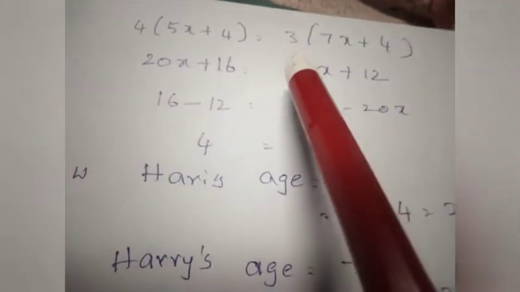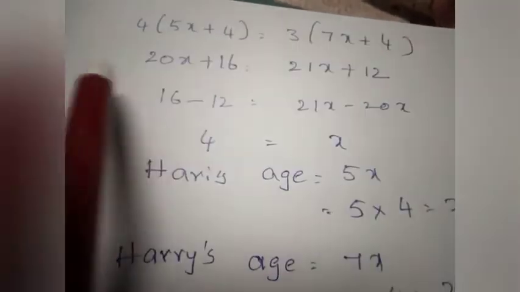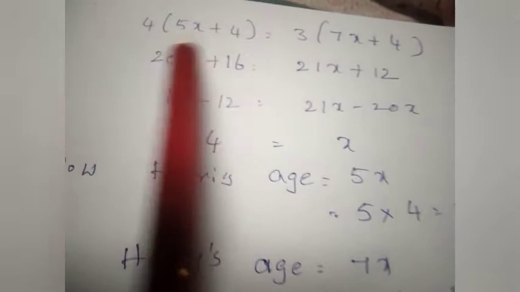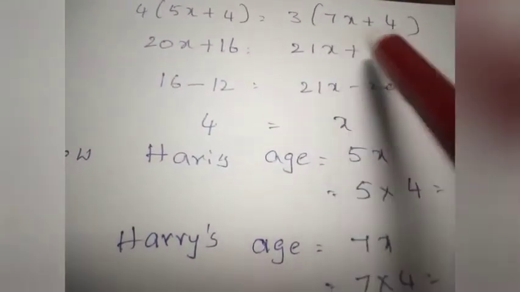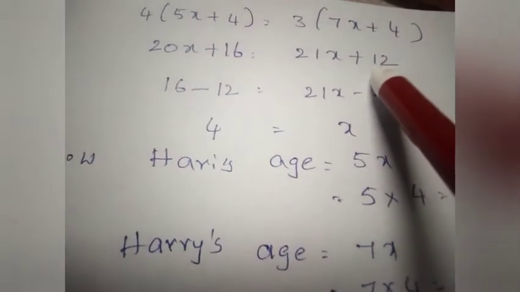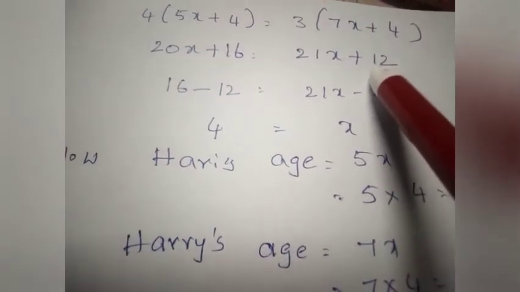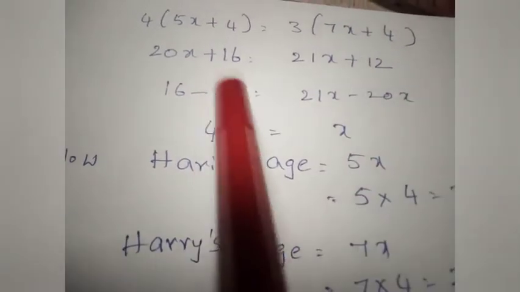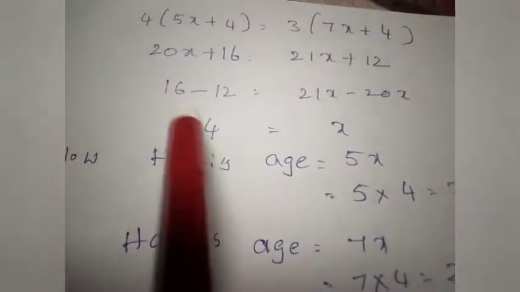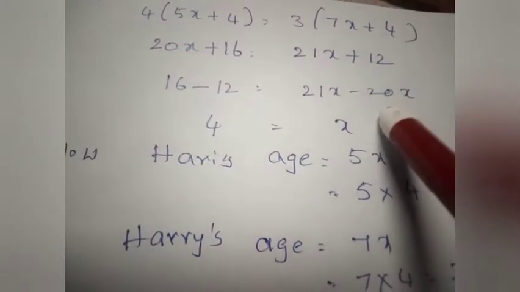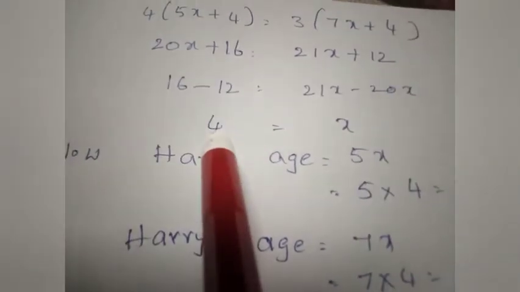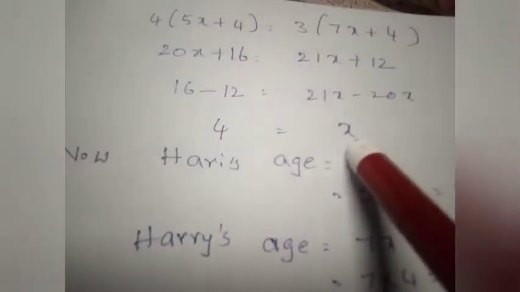Now 4 into 5x plus 4 is equal to 3 into 7x plus 4. 4 5s are 20x, 4 4s are 16, is equal to 3 7s are 21x plus 3 4s are 12. Again, bring all the constants to one side and the variables to one side. Here the constant is 16 minus 12, and here 21x minus 20x. So 16 minus 12 is 4. 21 minus 20 is x.